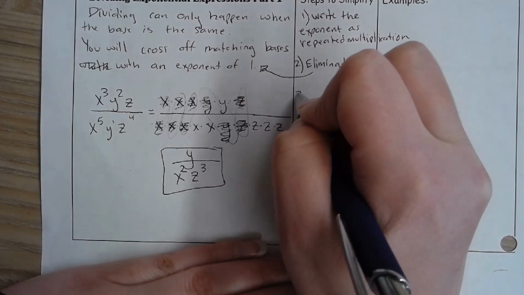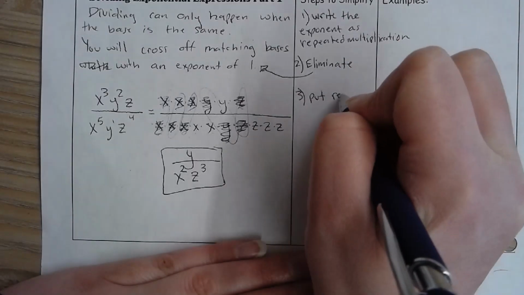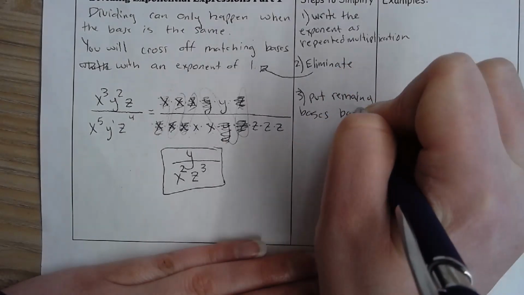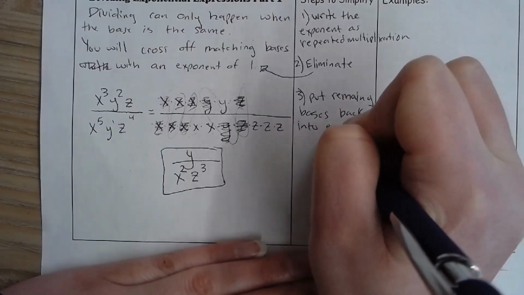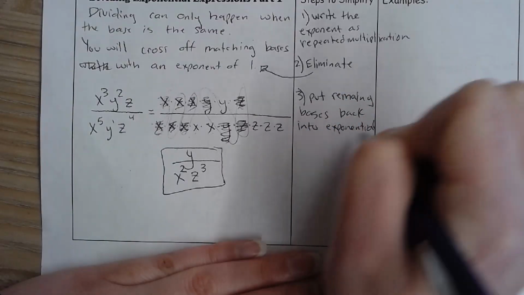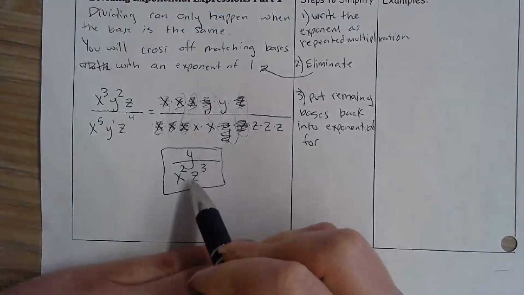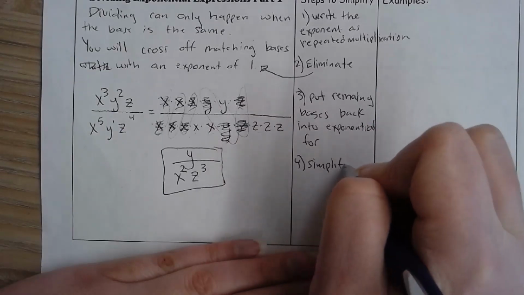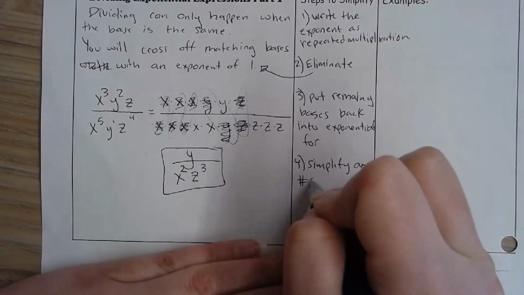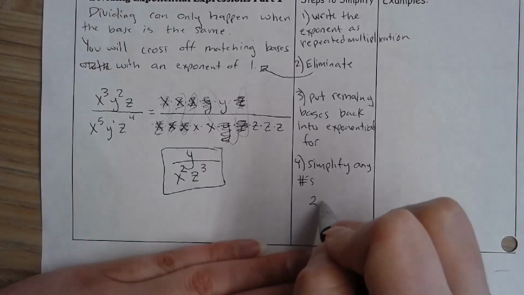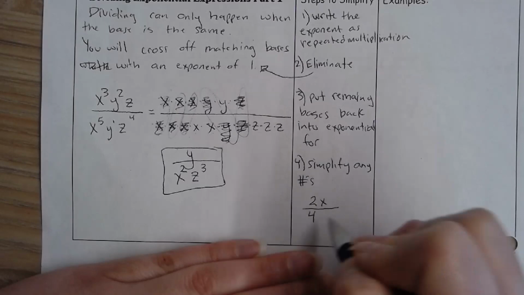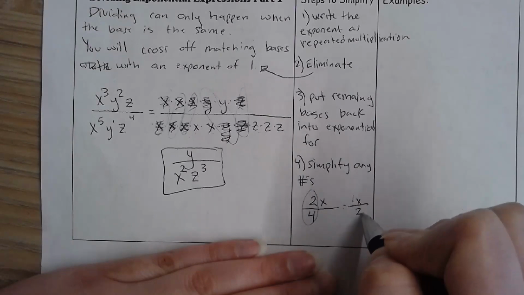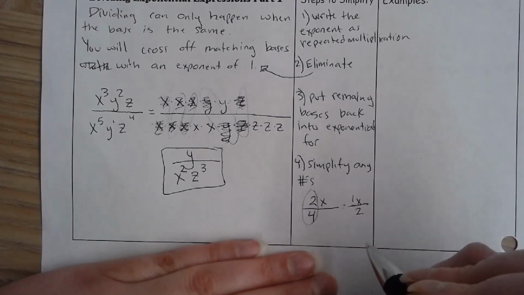Okay. Step 3, put remaining bases back into exponential form. Okay, that's where we took our 3 z's and put z cubed. I'm going to put step 4, simplify any numbers. So if I had 2x over 4, we could technically simplify this 2x to 1x over 2. So if you do have any numbers, we're going to simplify those as well.